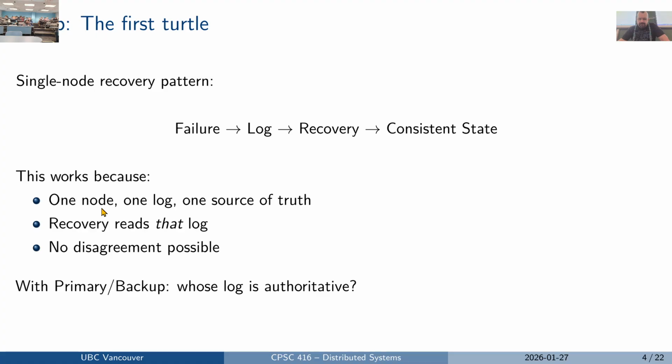our single node recovery pattern became failure, use the log, establish a recovery, either roll forward or roll backwards or some combination of them, and get back to what we know is a consistent state. Now, the interesting part about implementing these systems is you'll spend a lot of time verifying that your log gets you to a consistent state. It's not as easy as it sounds.